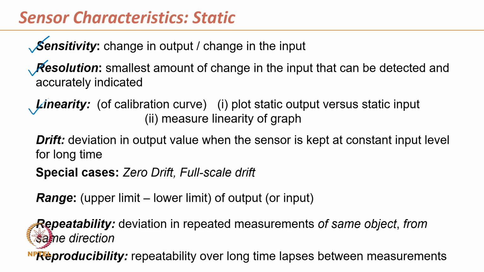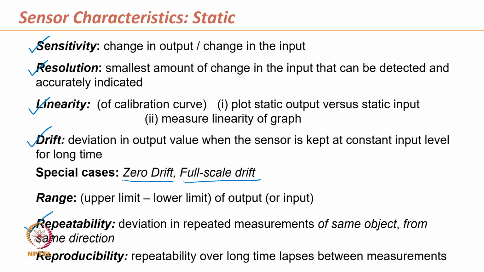Linearity of the sensor, for example, is how much the sensor output deviates from a standard straight line output. Drift is another property. There is a drift in the output of a sensor with the input. It drifts from its regular output by a certain amount. So, that is called drifting, and there are special cases in that. There are zero drift, full scale drift, and other types of drift. Range, we characterize the sensor for range as well. Range is the upper limit minus the lower limit of the output or the input.